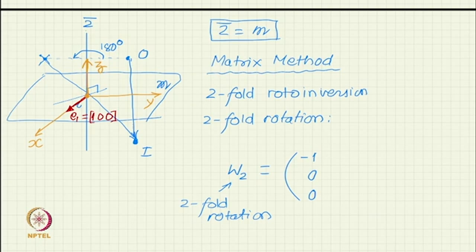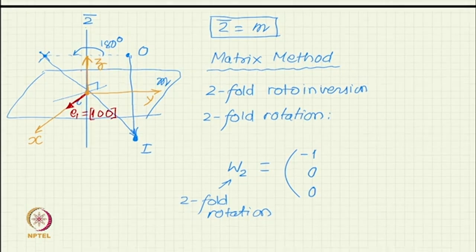If you rotate by 180 degree about z, what happens to this after rotation? It becomes -1, 0, 0. And that is what you write. The first column is the transformed first basis vector. So, 1 0 0 becomes -1, 0, 0 on 180 degree rotation. So, that is the first column.